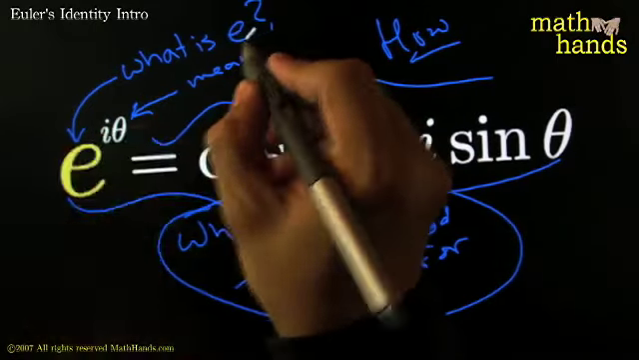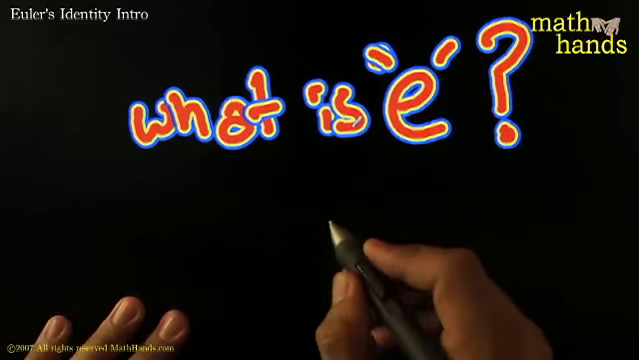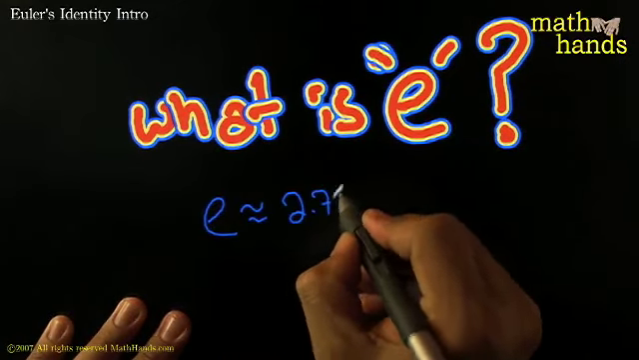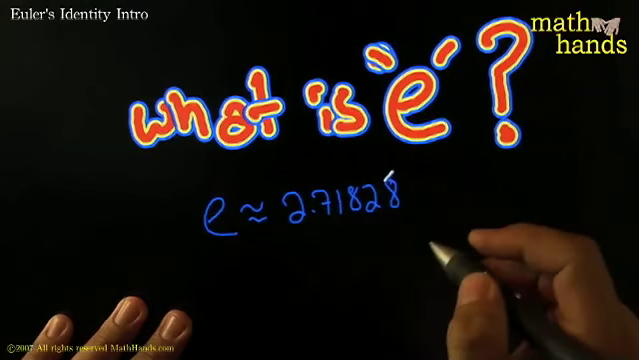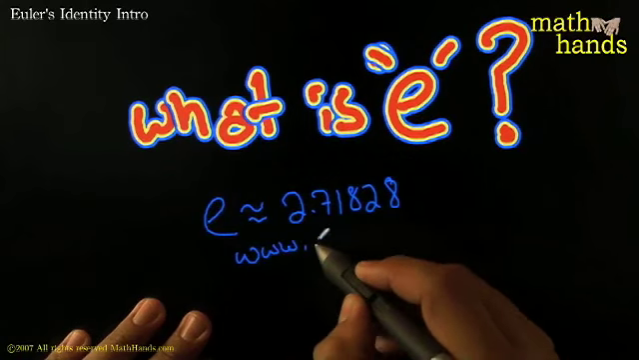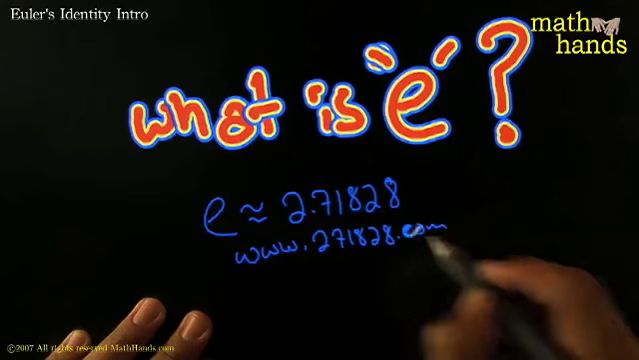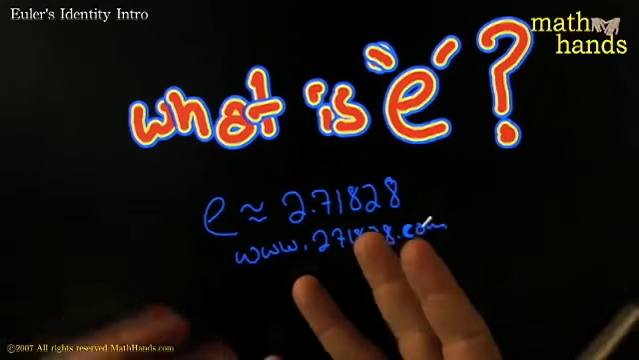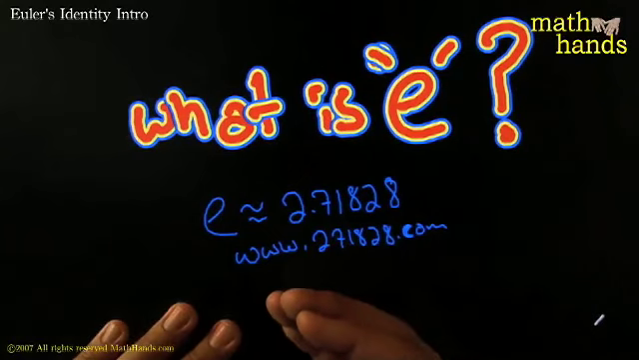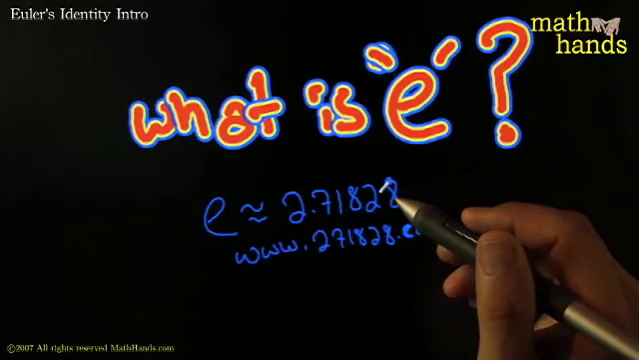Okay, so let's take the first one. What is E? E is a constant number. It's approximately equal to about 2.71828, which is exactly my website. You guys might have seen it, www.271828.com. This is the website I use for my classes. It's my favorite number, first of all, and it's one of the greatest numbers of all times. No, it is the greatest number of all times. It's the envy of all other numbers.